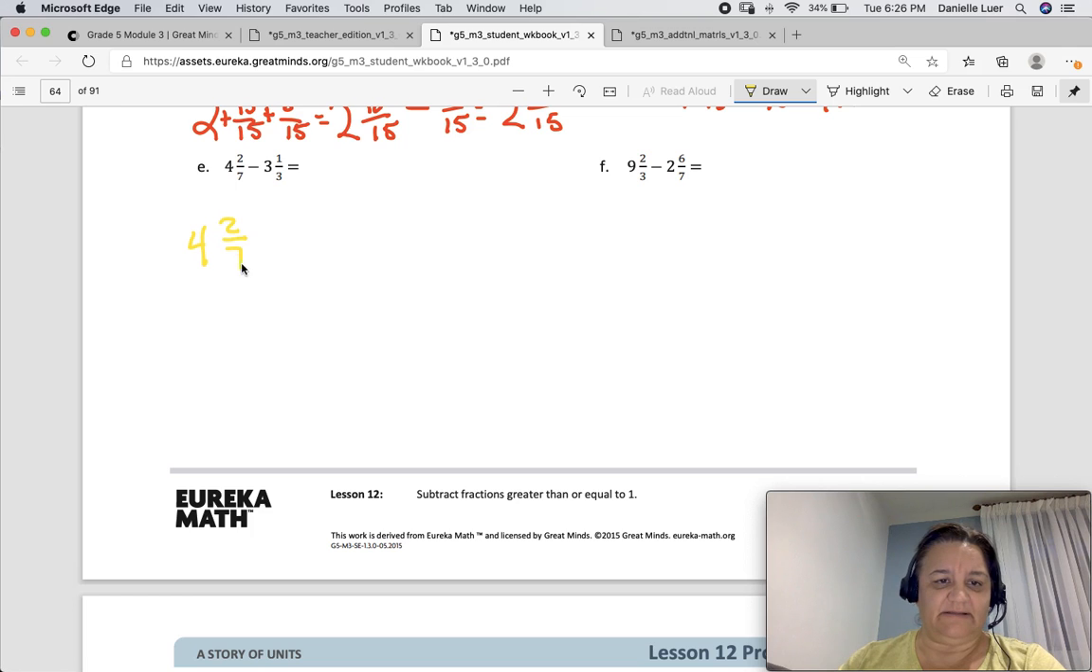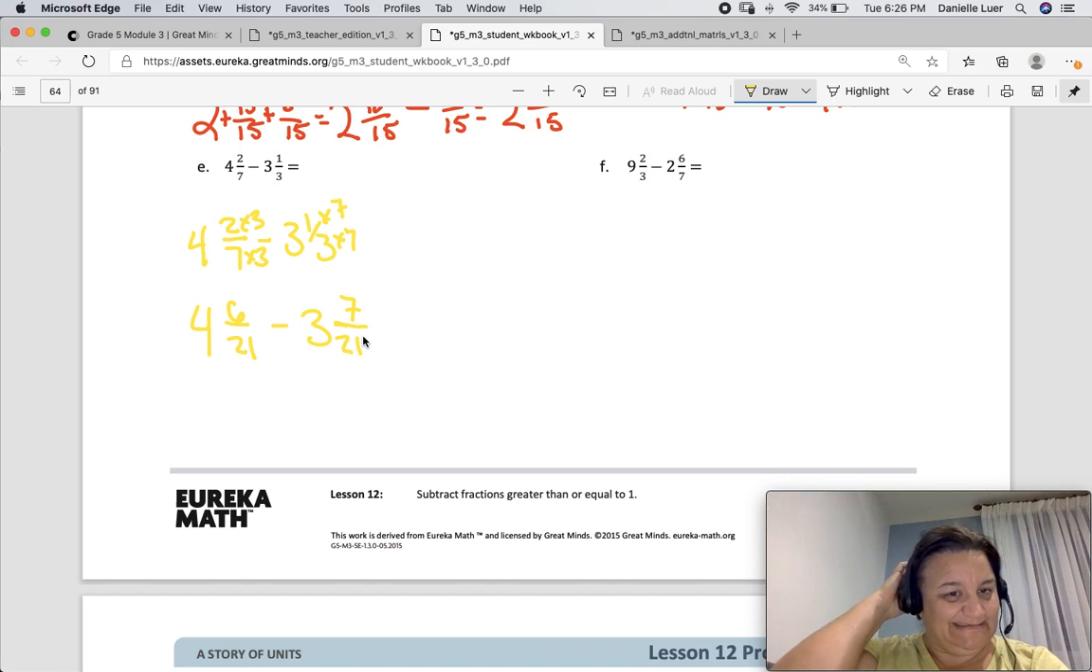4 2/7 minus 3 1/3. My common denominator is 21, so 4 something over 21 and 3 something over 21. Okay. And to get 21, I have to multiply by 7, so that's going to be 7. And here I have to multiply by 3, so that's going to be 6. 4 and 6 21s over 3 and 7 21s. Wow. I'm definitely going to have to borrow, aren't I?